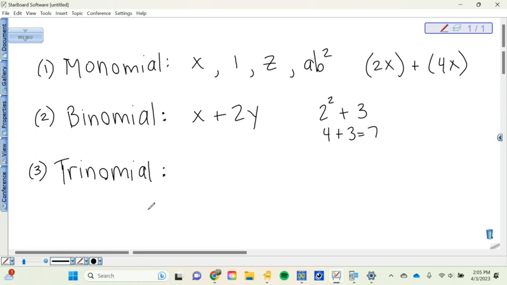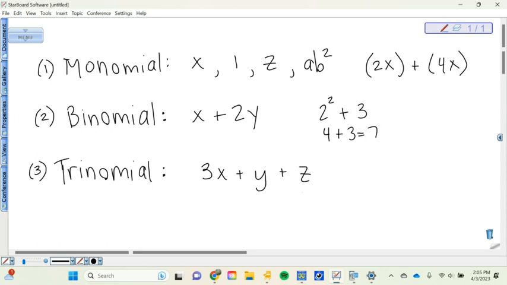Trinomial. Give me an example of a trinomial. x plus y plus z. There we go. Perfect.